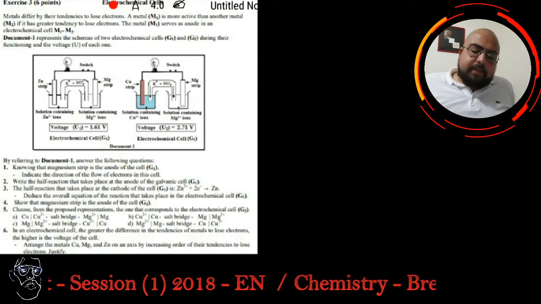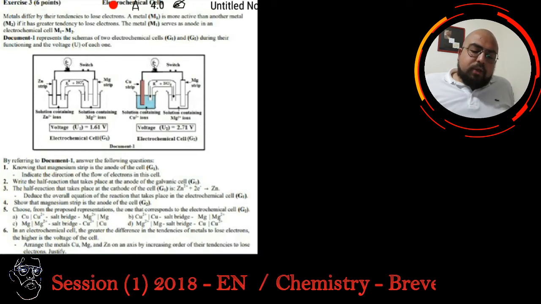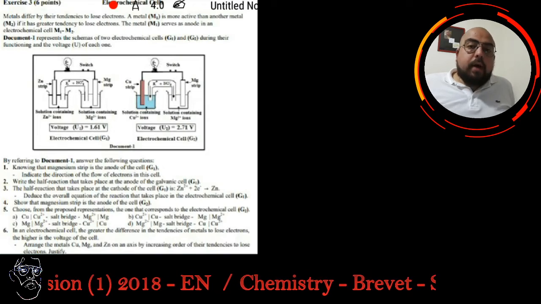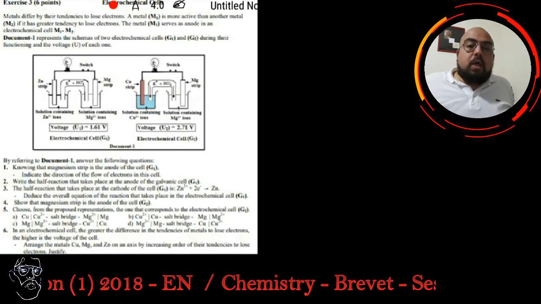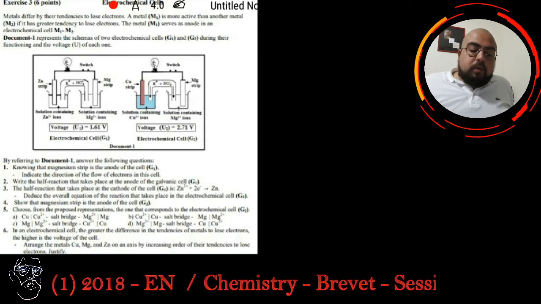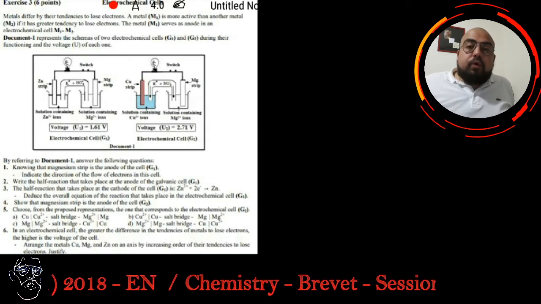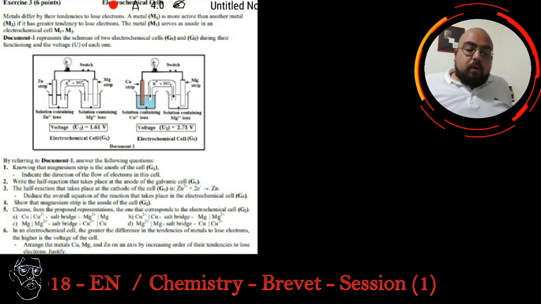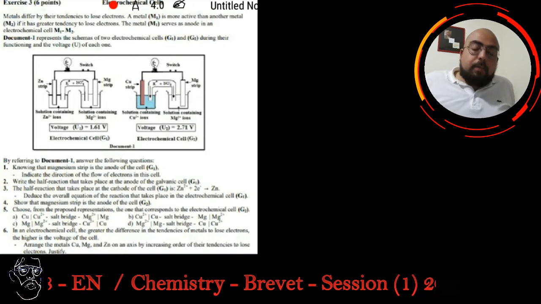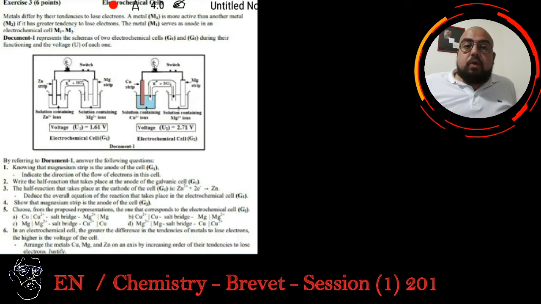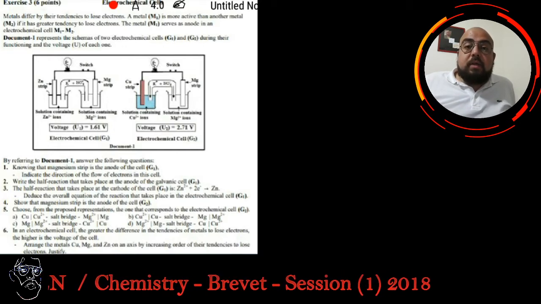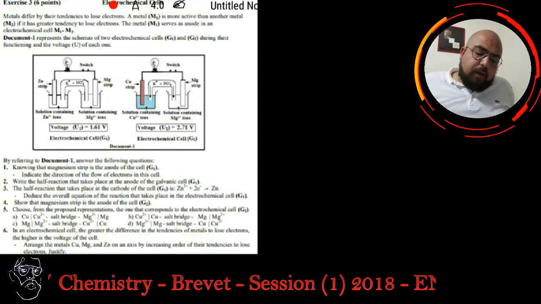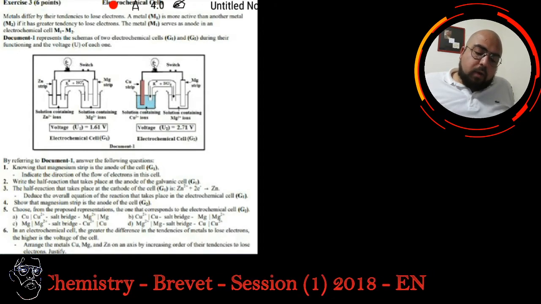In the second cell, they have also mentioned that in the salt bridge you have ions which are migrating towards some parts. So NO3- is migrating towards the solution containing Mg2+, and K+ towards the solution containing Cu2+. That could be an indication to find out about this cell. Let's start with the questions. By referring to document 1, answer the following questions.